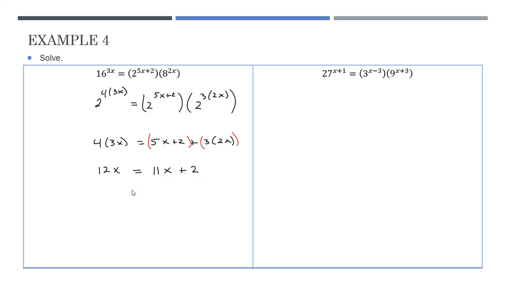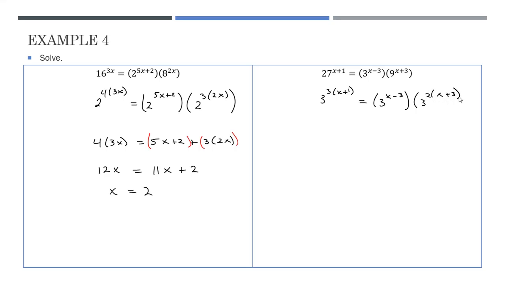I'll subtract 11x from both sides. We get x is equal to 2. Let's do the right side question then. So again, we have 27 as a base, 3 and 9, so we need to make the base the same. So 3 cubed is 27, so we have x plus 1. And then here we already have a base of 3. And then 3 squared is 9, and we still have that x plus 3 exponent.